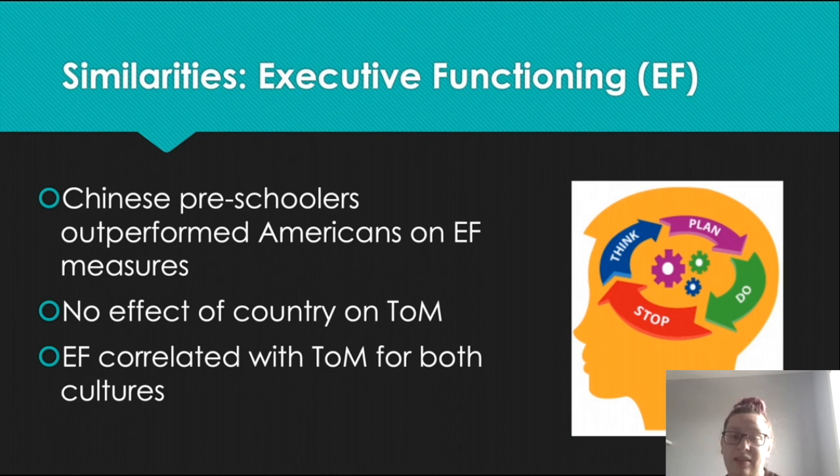Another study examined executive functioning of Chinese and American preschoolers and how that related to their theory of mind skills. Chinese preschoolers outperformed the Americans on executive functioning measures, but there was no difference in the theory of mind skills. However, for both Chinese preschoolers and American preschoolers, executive functioning correlated with theory of mind skills, suggesting a similar underlying variable in how theory of mind is impacted.